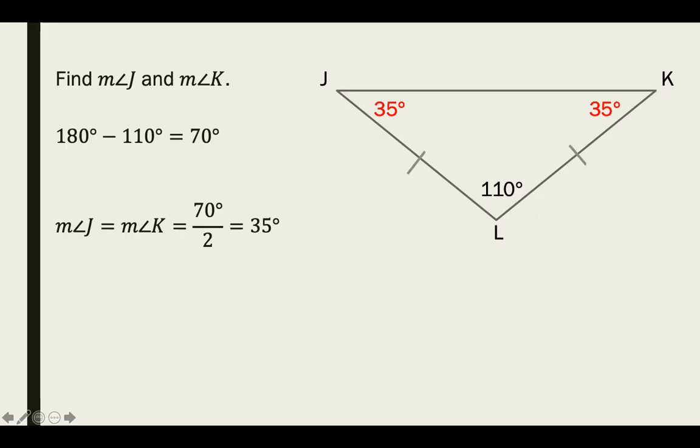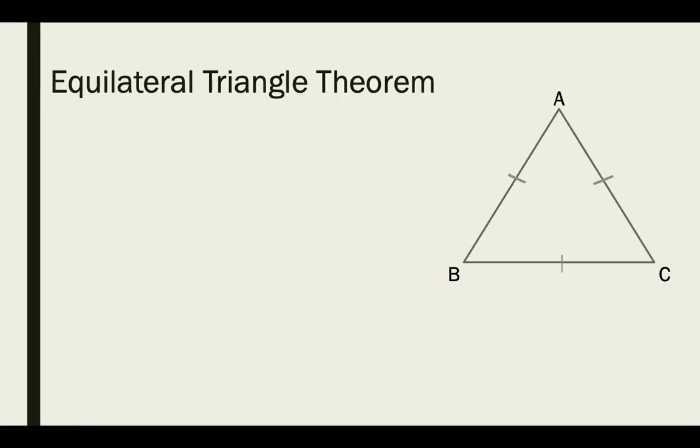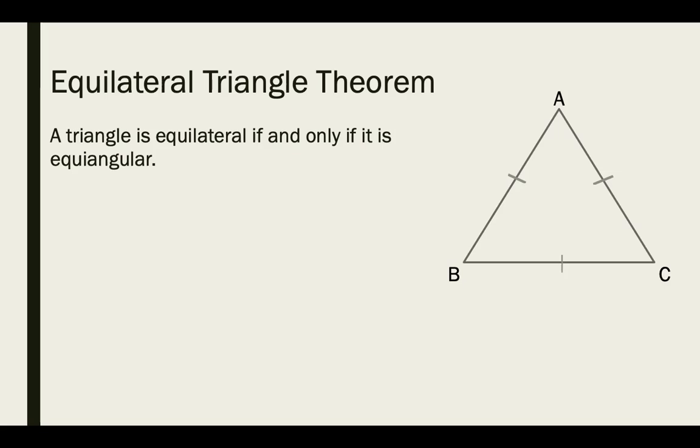So that's isosceles triangles. We also have a theorem that has to do with equilateral triangles. The equilateral triangle theorem tells us that a triangle is equilateral if and only if it's equiangular. So an equilateral triangle has three equal sides. An equiangular triangle has three equal angles. And so if it's one, it has to be the other.